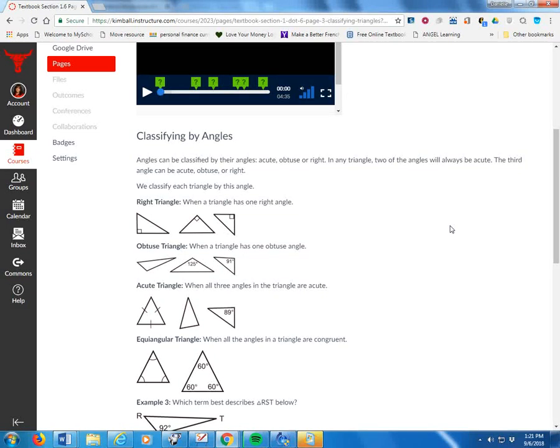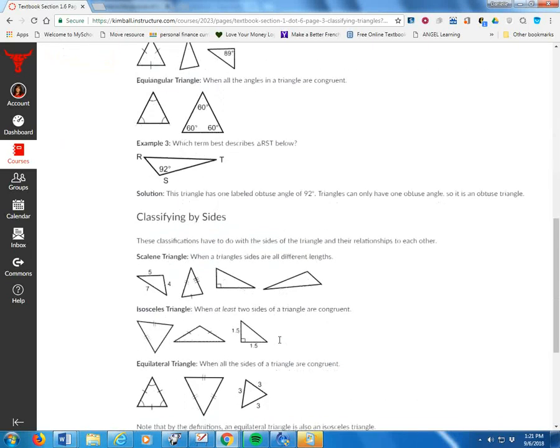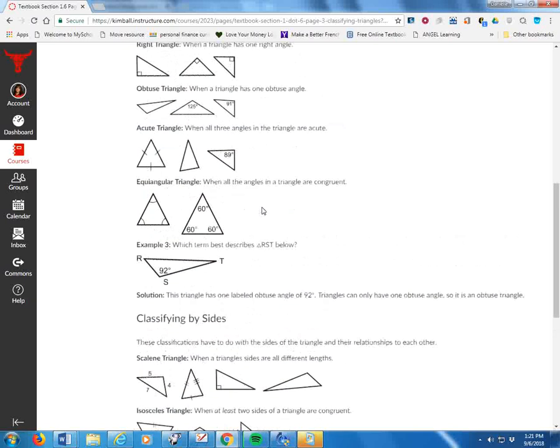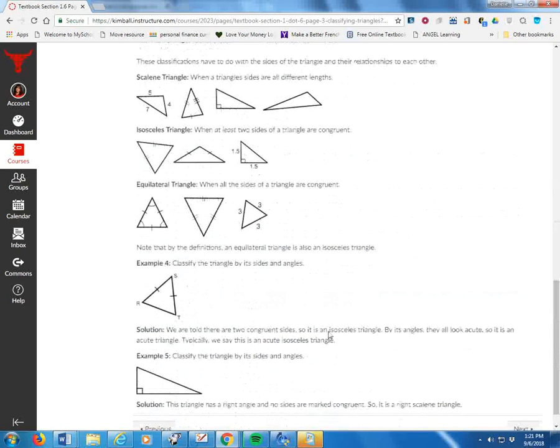If all the angles are acute, it's called an acute triangle. If one of the angles is obtuse, you call it an obtuse triangle. If all of the angles are equal, we call it an equiangular triangle. All of the angles in a triangle add up to what measure? 180. So if it's an equiangular triangle, each angle is what measure? 60 degrees, right?